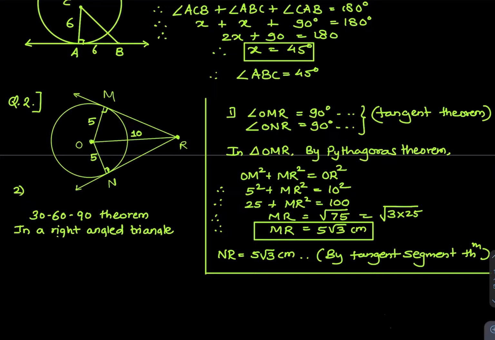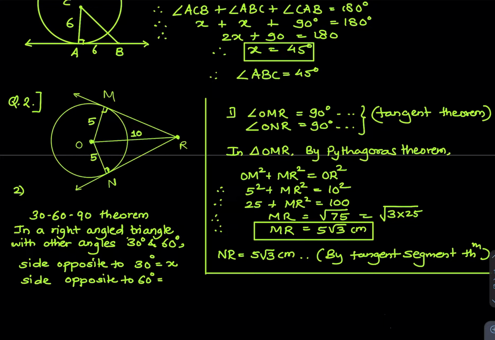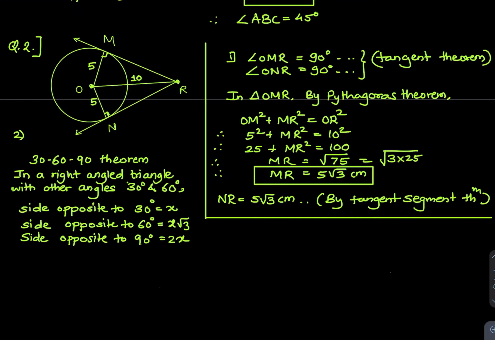It says in a right angle triangle with other angles 30 degrees and 60 degrees, if the side opposite to 30 degrees is x, then the side opposite to 60 degrees will be x into root 3, and the side opposite to 90 degrees is equal to 2x. So here the side opposite to 90 degrees is 2x, which is 10. So the value of x will be 5.